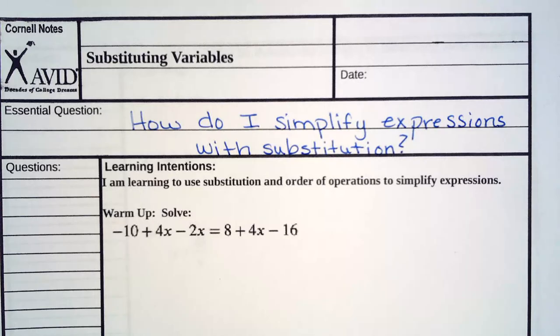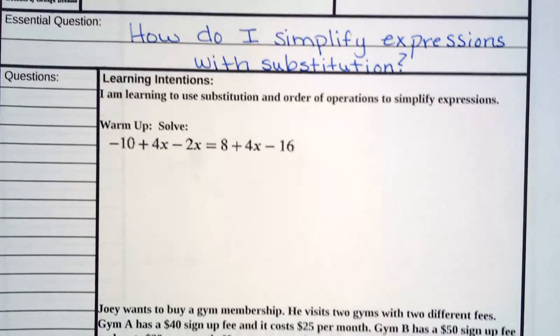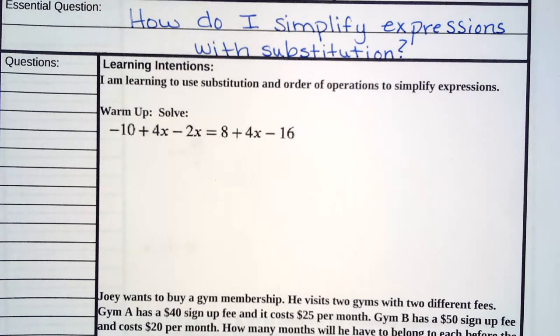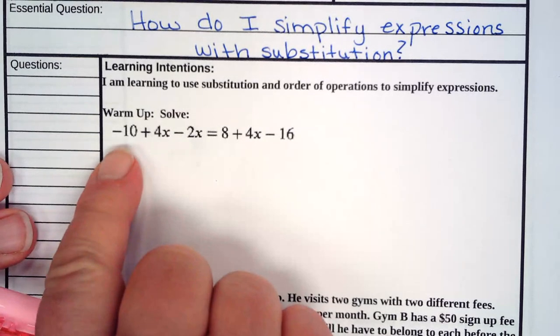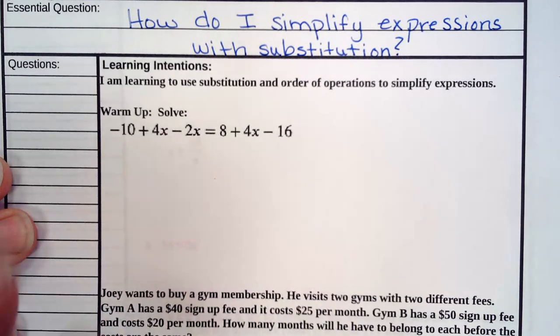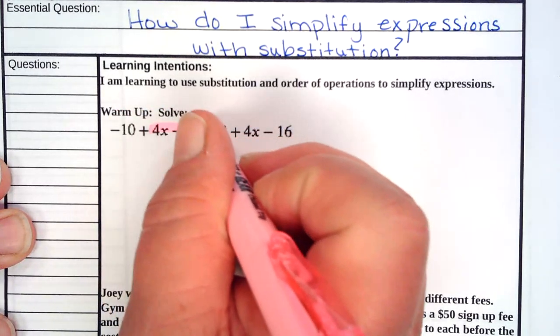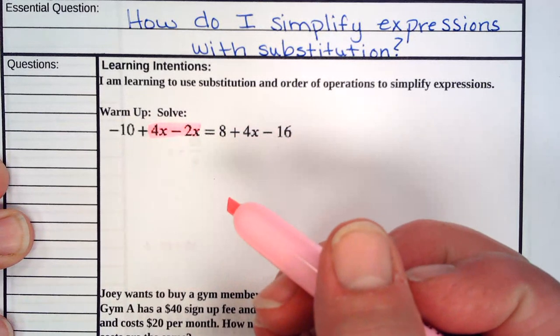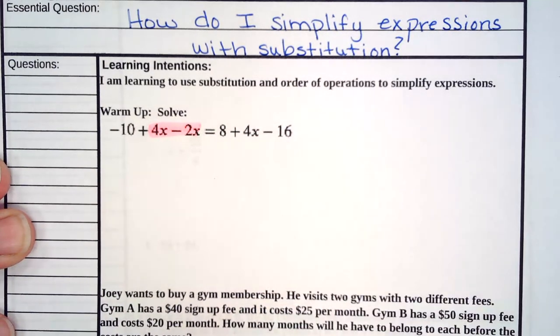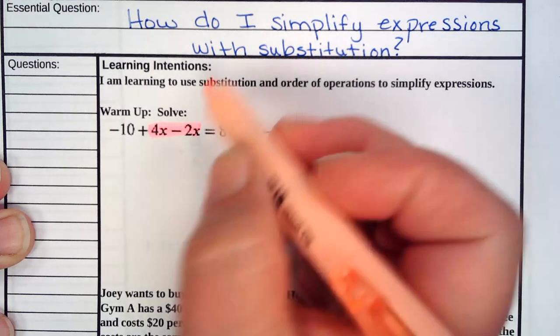So pause for the warm-up question. Can you solve that? Well, I hope you tried. So if you're looking, I've got negative 10, I've got 4x minus 2x. This can be simplified. I've got to combine and simplify both sides of my equal sign to be able to continue. On the other side, I've got two numbers.